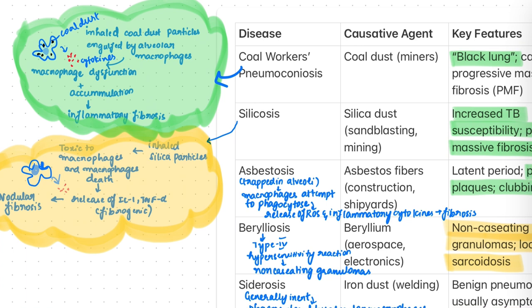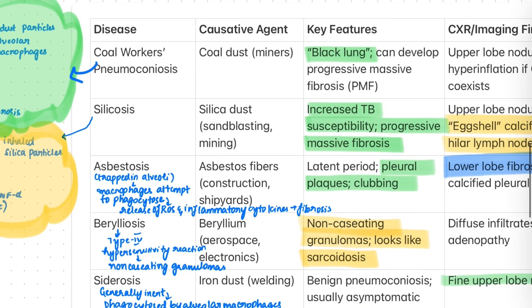The next type of pneumoconiosis is asbestosis. As the name suggests, the causative agent is asbestos fibers. These are used in construction and also in the shipyards. Whenever these asbestos fibers are inhaled, they are trapped in the alveoli. The macrophages will attempt to phagocytose them, and this causes release of reactive oxygen species and inflammatory cytokines, which cause fibrosis. There is also a latent period, because after chronic exposure there will be symptoms and we can see the features.